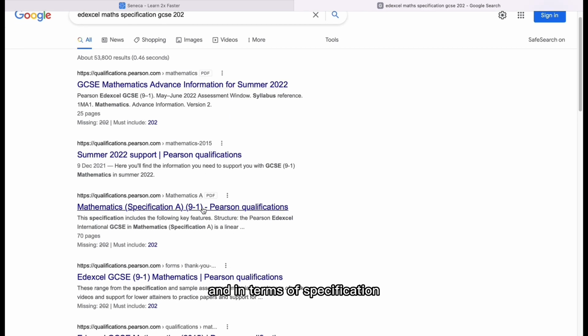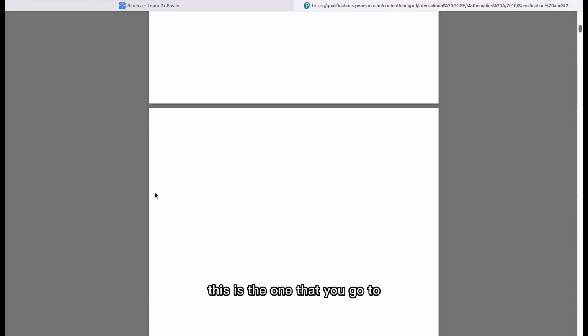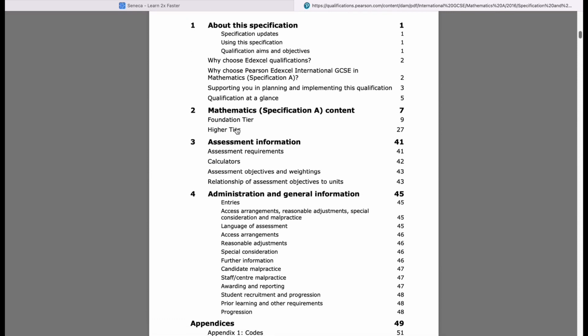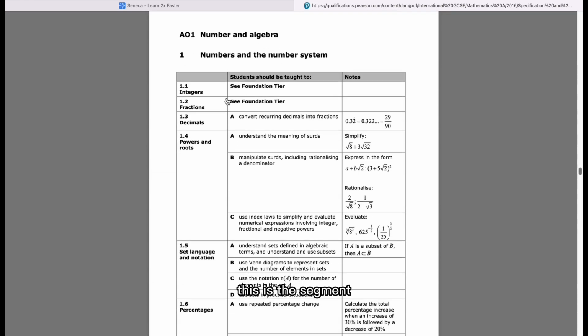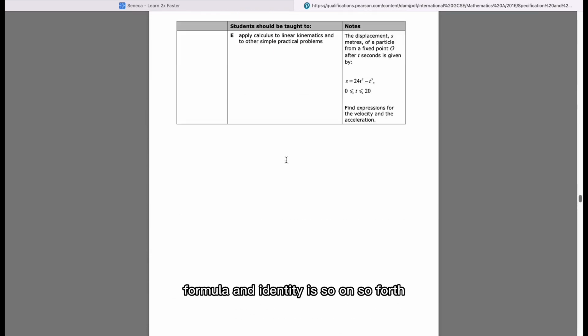And in terms of the specification, this is the one I'm looking for. In terms of GCSE maths, this is perfect. This is the one that you go to, and you go to the specification in terms of higher tier. So if you're going to look at higher tier, since we're going to get grade 9 in GCSE maths, this is the segment: numbers, and equations, formulae, and identities, so on and so forth.